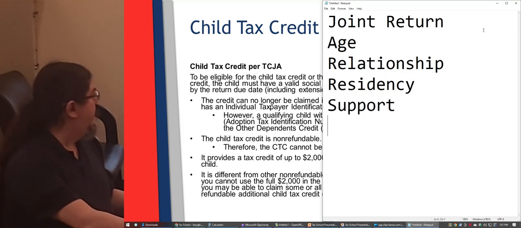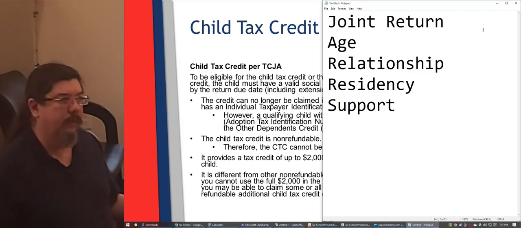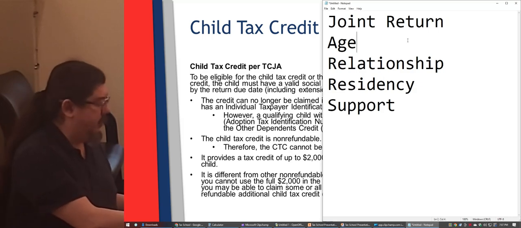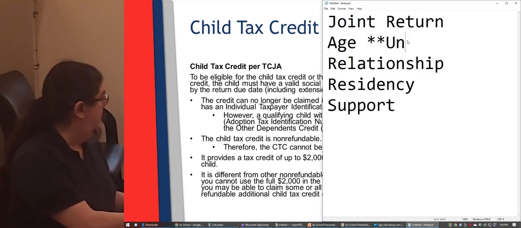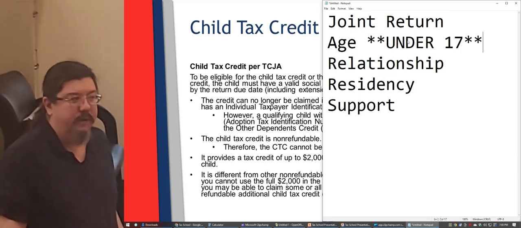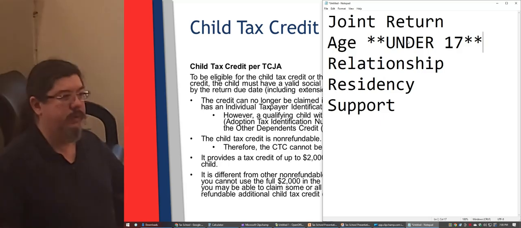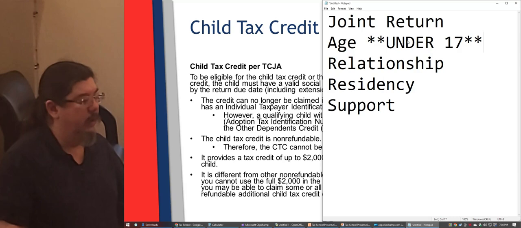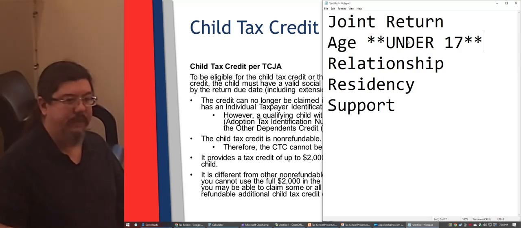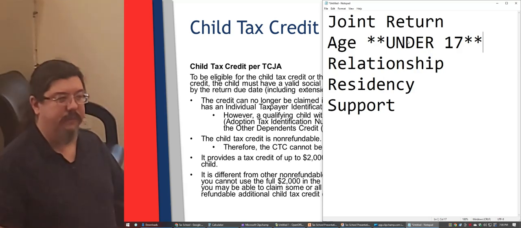Okay, so joint return means that your dependent is not married, or if they're married, they only file to get their refund back. Age, for the purposes of the child tax credit, is under 17. So remember, somebody could be your qualifying child as a dependent if they're under 19, or they're a student under 24, or any age if they're disabled. For the child tax credit, the age limit is under 17. And anytime we talk about ages, normally we're talking about at the end of the year. So if they have turned 17 any time during the tax year, they're considered 17 or older for the whole tax year.